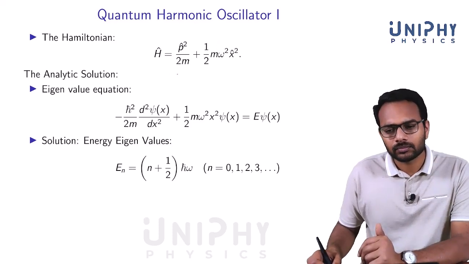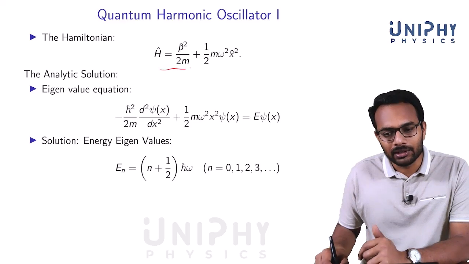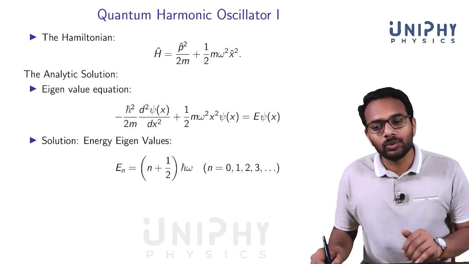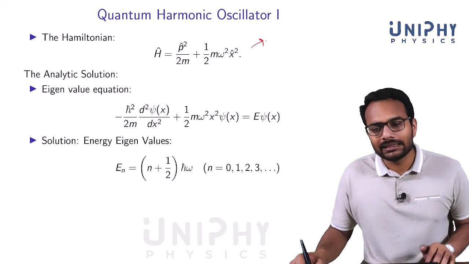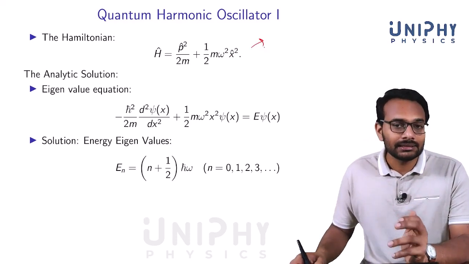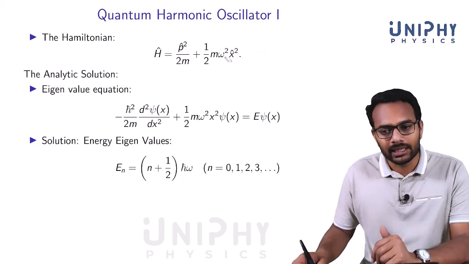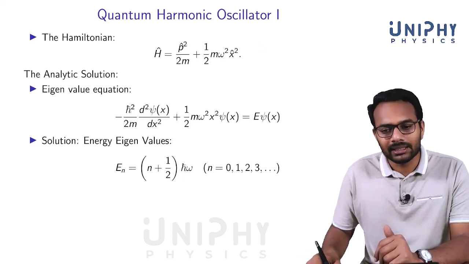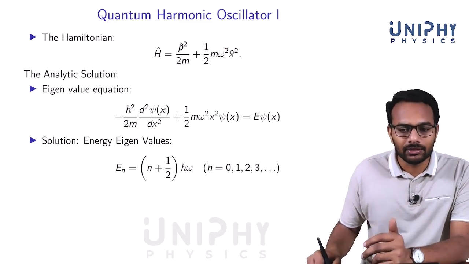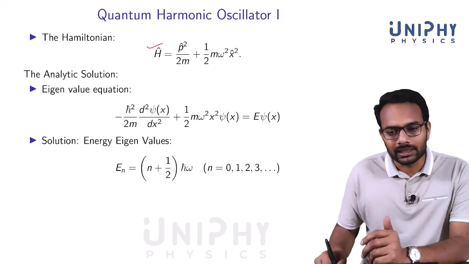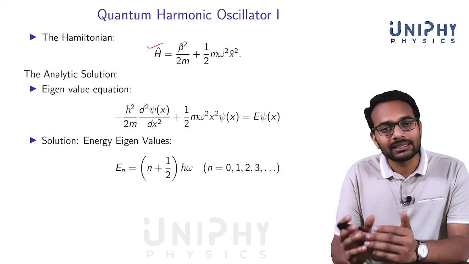Now, without going into much detail, we can look at the Hamiltonian. The Hamiltonian is p square by 2m plus half m omega square x square. You see that this is the same as the classical mechanical Hamiltonian, except that instead of these operators, we have normal functions. So the Hamiltonian can be directly found from the classical mechanical one by changing the functions to operators.